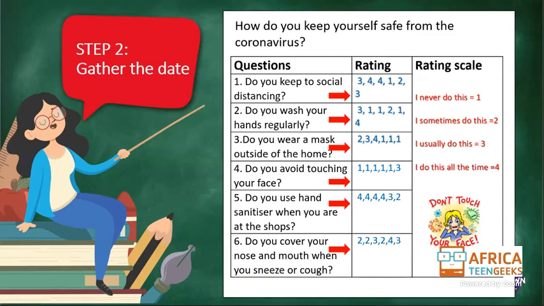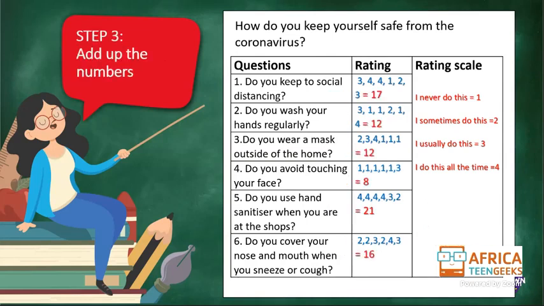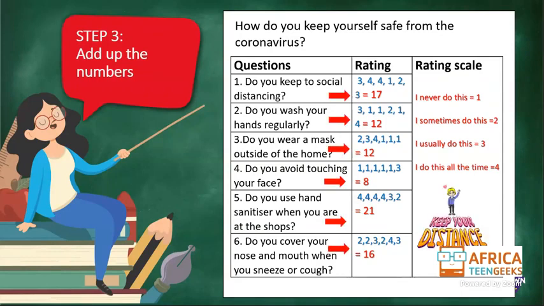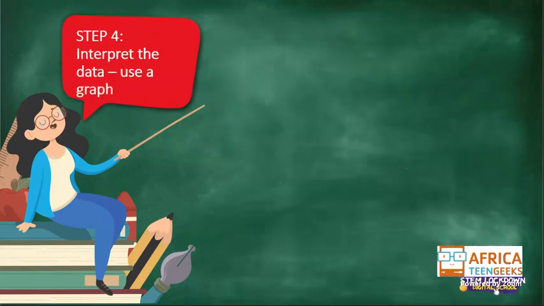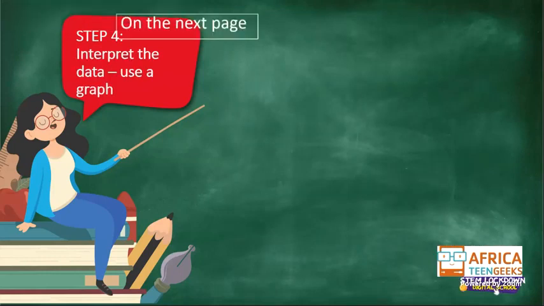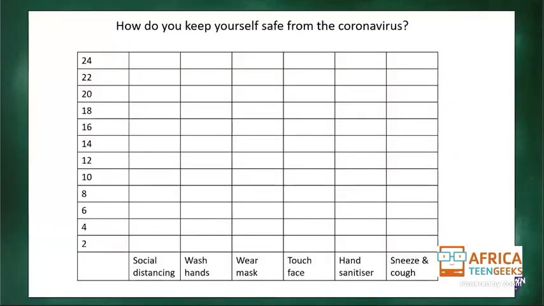They've given their answers. Now, if you look at it like that, it doesn't really make a lot of sense yet, does it? I've added up the answers, but it still doesn't actually make a lot of sense. I need to now go to step 4, which is interpret the data. And the best way to do this is to use a graph. So we're going to use a bar graph like that.